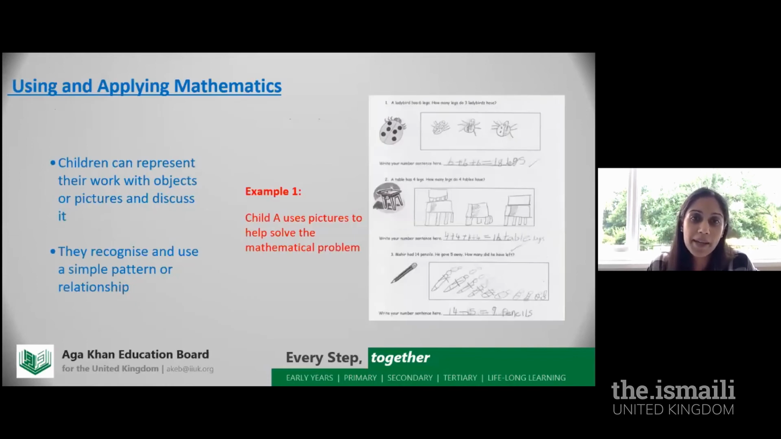Okay, so using and applying mathematics. Children should be able to represent their work using objects or pictures and discuss it, and they should be able to recognise a simple pattern or relationship. So if we have a look at this example, question 1, a ladybird has 6 legs. How many legs do 3 ladybirds have? So the child has seen the picture of the ladybird there and counted the number of legs. They've then repeated that by drawing the ladybird 3 times, and then they've used the repeated addition method to work out that 6 plus 6 plus 6 is equal to 18 legs.